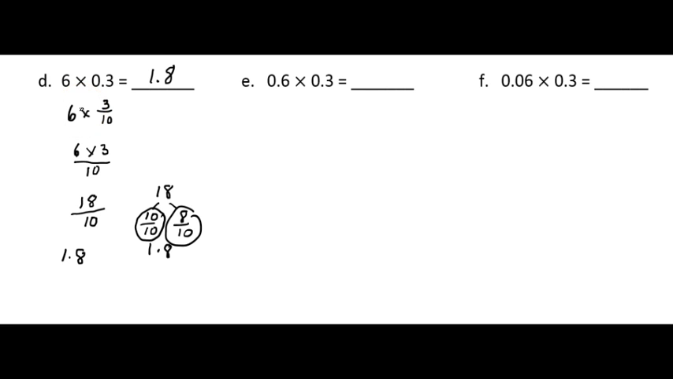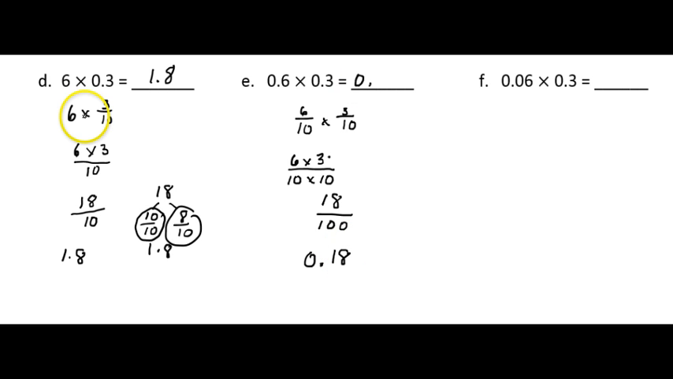In the next problem, we're taking 6 tenths times 3/10. That would be 6 tenths times 3/10 as a fraction, or 6 times 3 and 10 times 10, which would be 18 hundredths, and as a decimal, be 0.18. The 8 lands in the hundredths place. So 6 tenths times 3/10 is 18 hundredths.